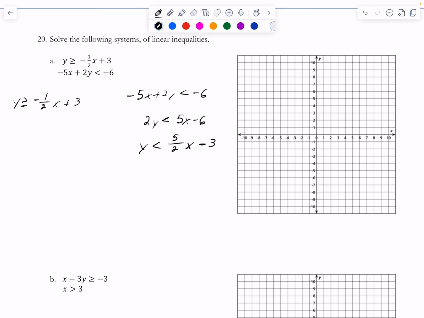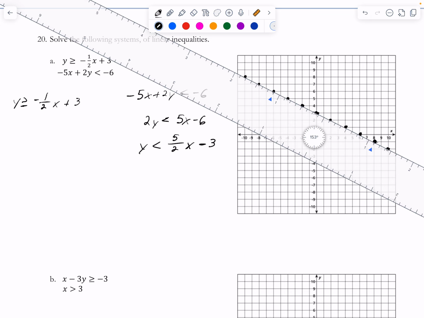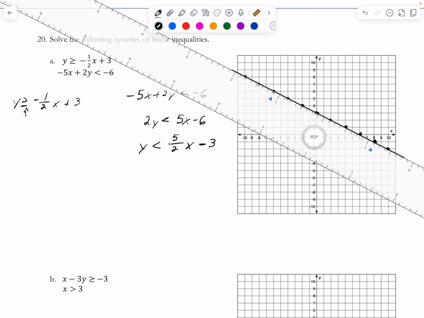So we've got a y-intercept of positive 3. Slope is negative 1/2, so up 1, left 2, and down 1, right 2. Make sure you have your Falcon card for a straight edge on the midterm. I'm going to make this one a dotted line. No, a solid line. If you look here, it says or equal to, so that's going to be a solid line.